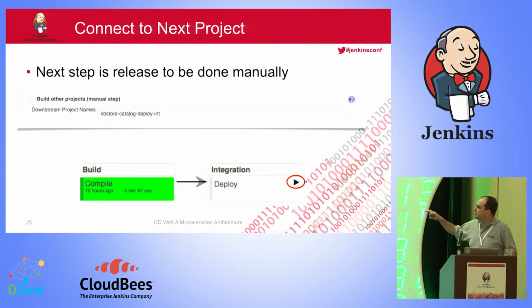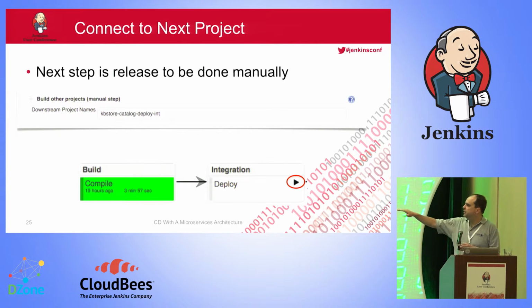And then the next important step is to connect to the next job in the pipeline. And so my next step is to release to a test environment. I'm going to make this a manual step. I have to go in and execute it. And so in the post-build actions, I'll put in build other projects manual step and name the project KB store catalog deploy int, which is my deploy to integration job.